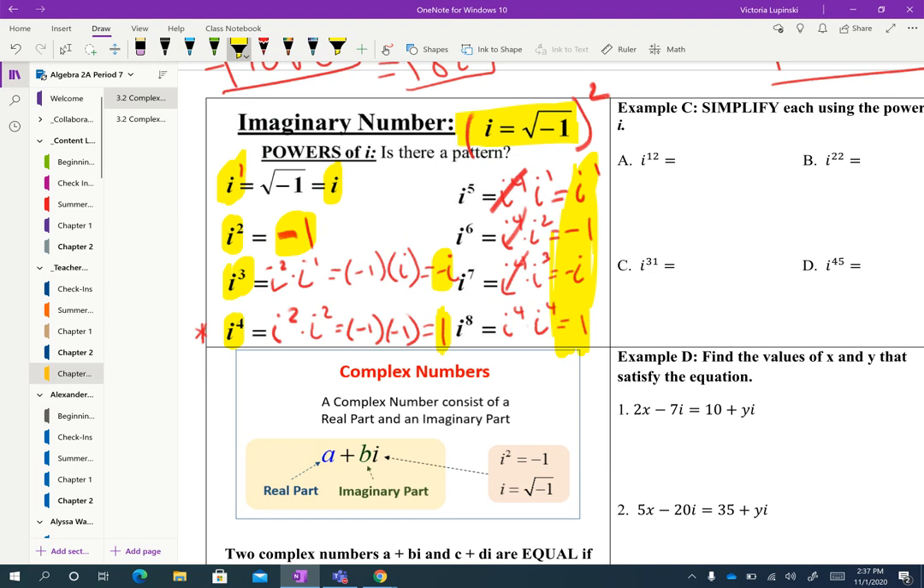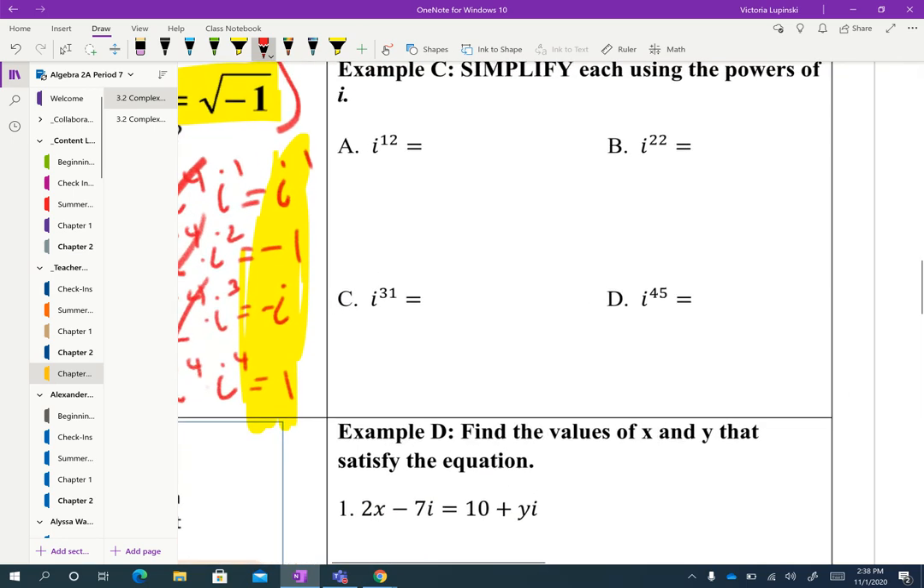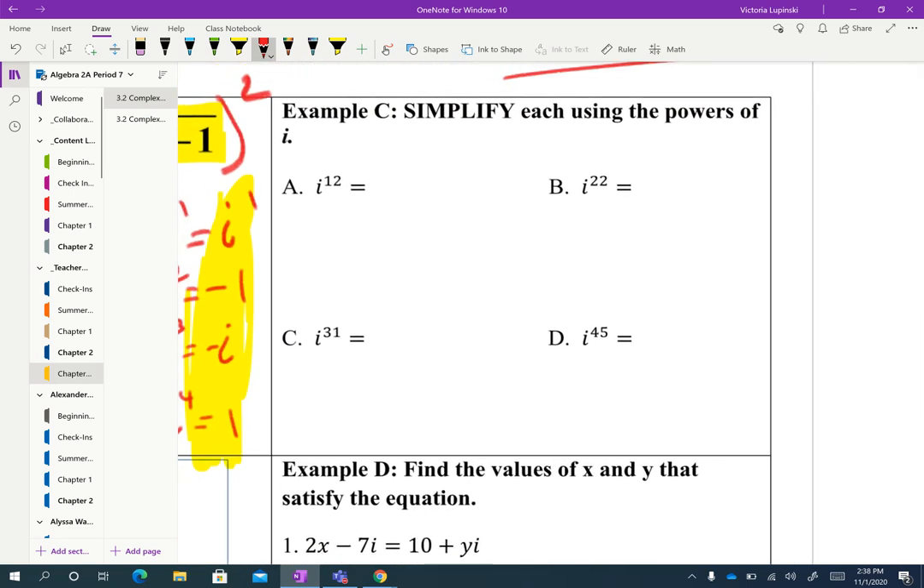How do you take that information and simplify really big powers of I, without actually writing out all that different stuff? Well, again, it goes back to I to the fourth. I to the fourth is the money step. As many I to the fourths as you can possibly create, you're going to take that number out of your powers of I and then simplify whatever the remainder is. So take a look at the examples over here on the right. Simplify each using the powers of I.